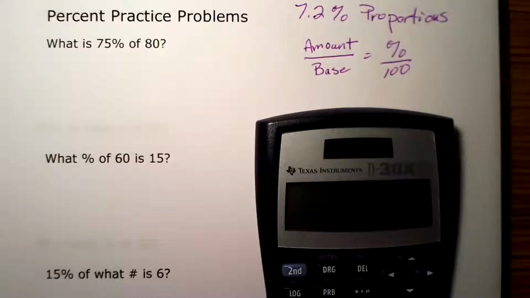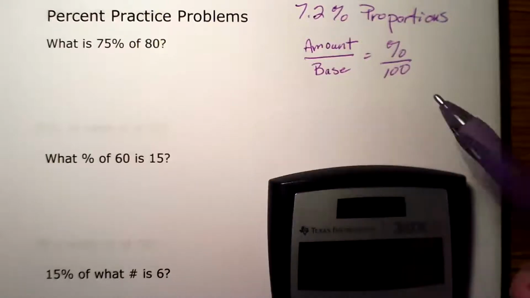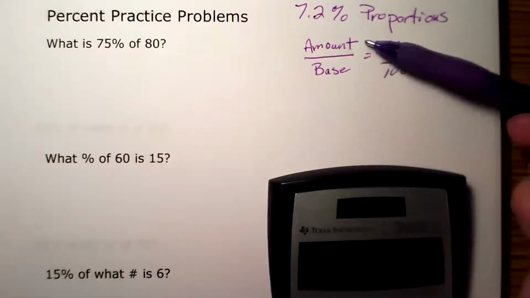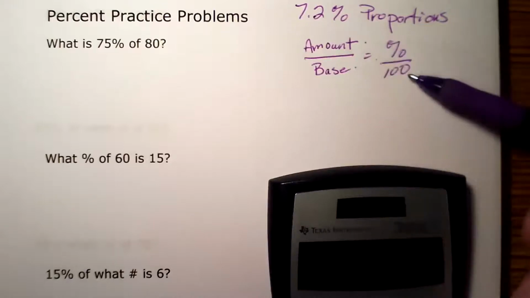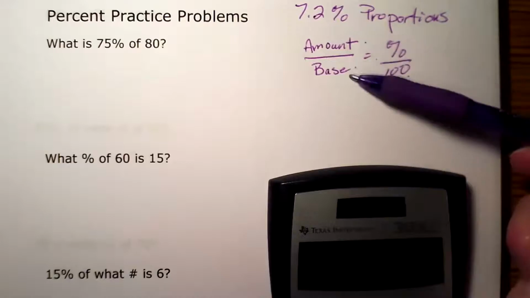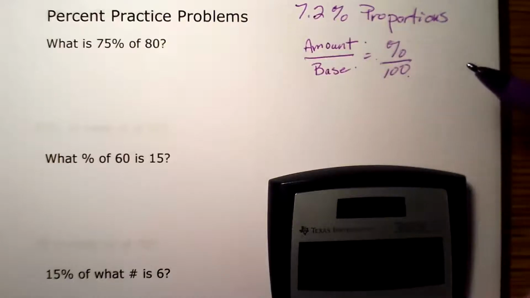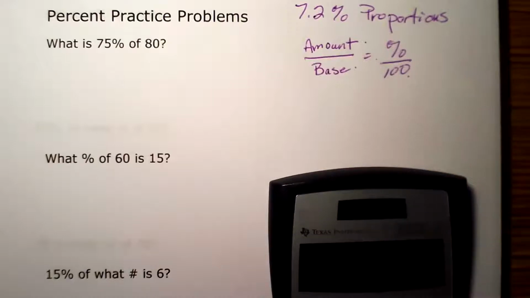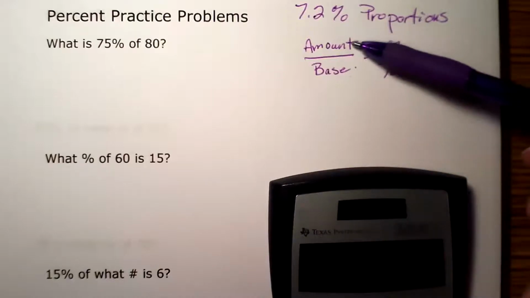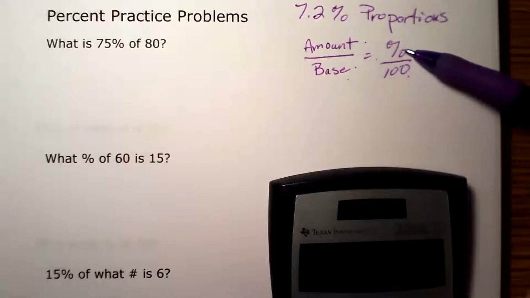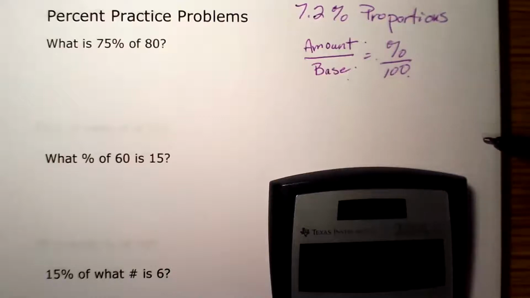And it uses the same kind of setup. And you can see the setup right here. This is the percent proportion: the amount over the base equals the percent over 100. So the amount to the base is the same ratio proportionally to percent over 100. What we're looking for is there are three pieces in each problem: an amount, a base, and a percent. One of them is not provided, and that's what you have to figure out.